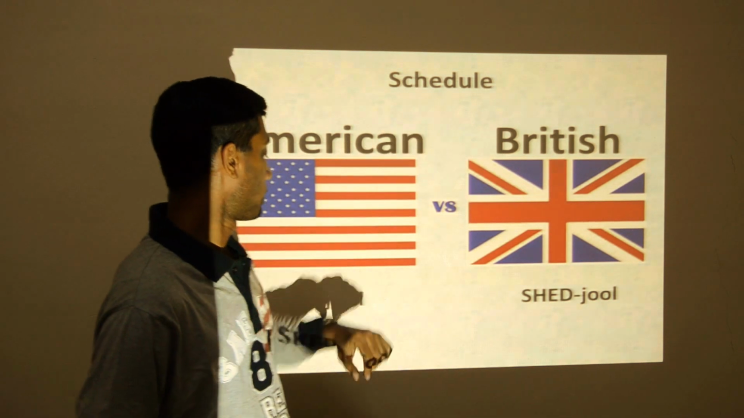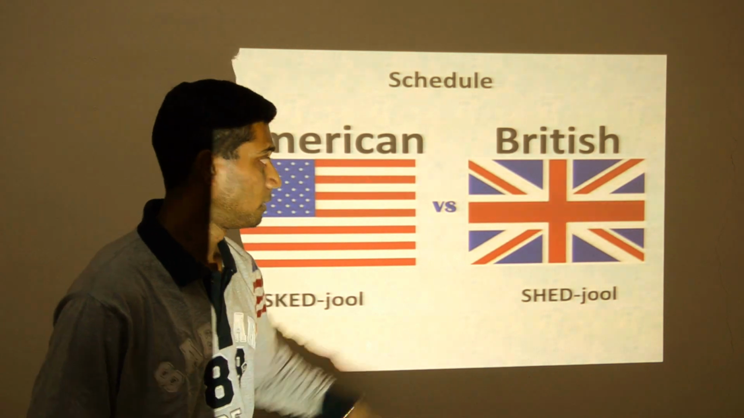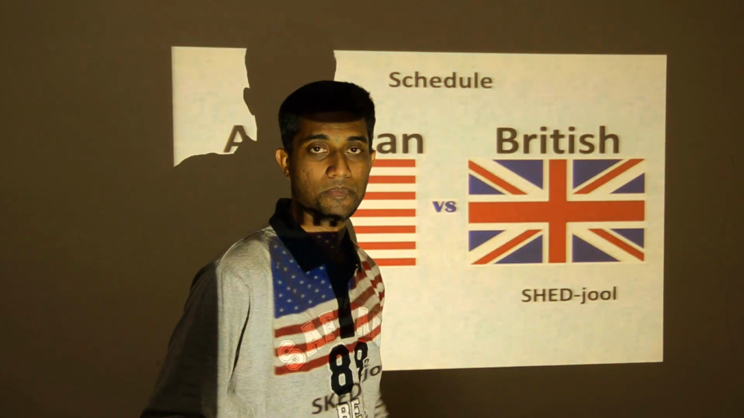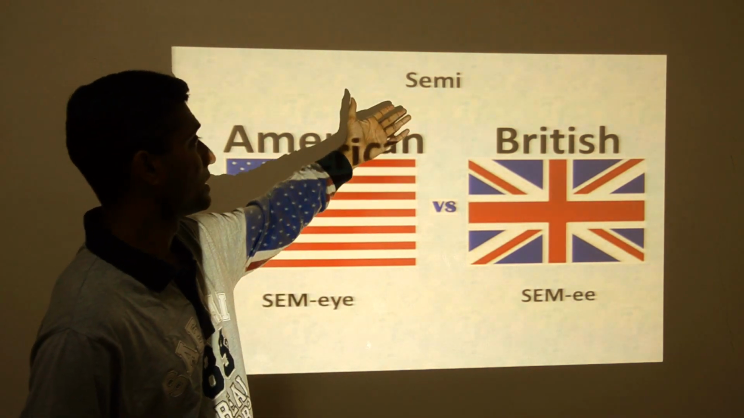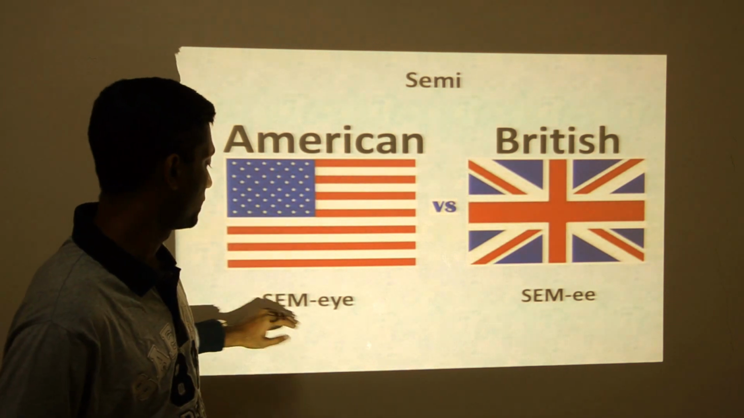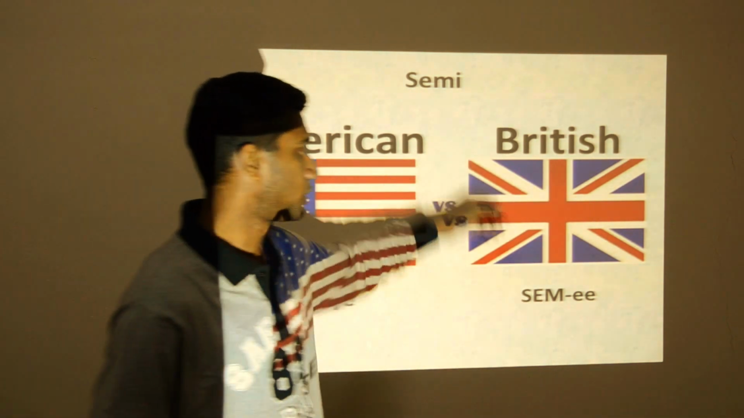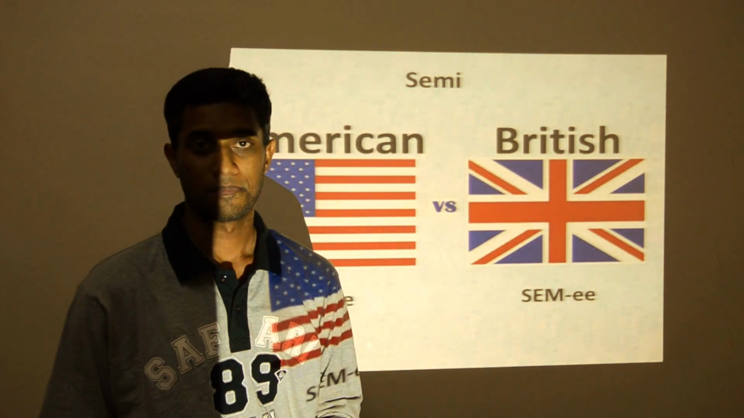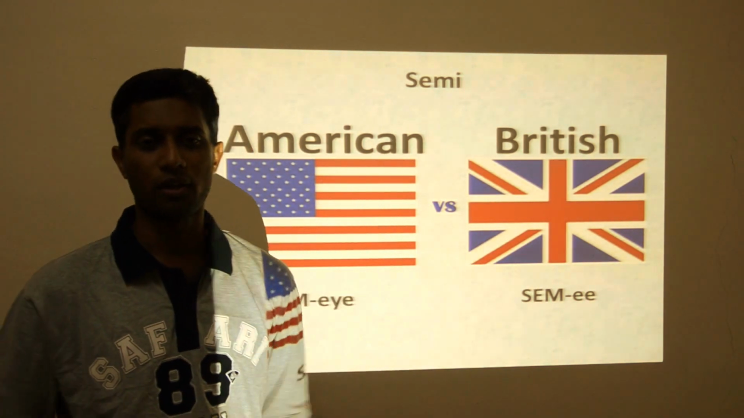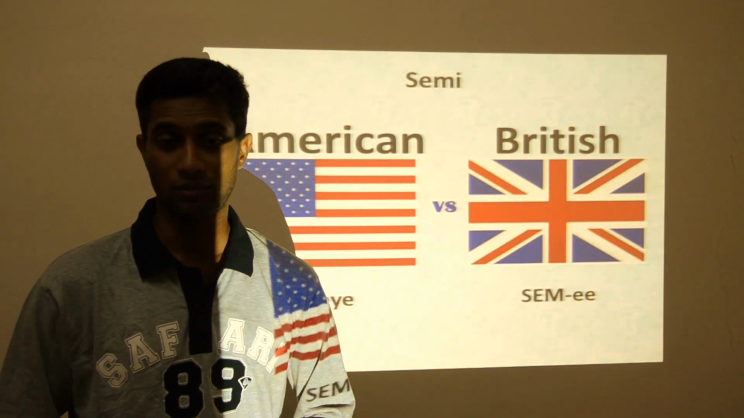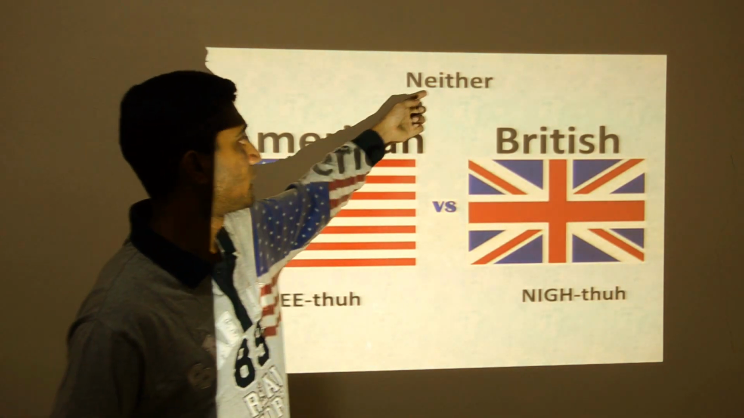Now, this one in American is schedule. The British, schedule. The next word is this. In the American, they say semi. In the British, they say semi. So these are some, and there are a lot of other words which I already gave you as an activity to find out more.